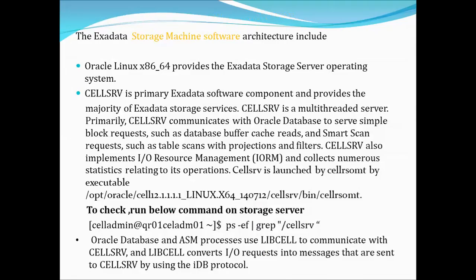So in the Exadata machine architecture, we have Linux here, and CELLSRV is the primary Exadata software component and provides the primary Exadata services. CELLSRV is a multi-threaded server. Primarily, CELLSRV communicates with Oracle Database to serve multiple block requests such as data buffer cache and smart scan. CELLSRV also implements I/O resource management and collects numerous statistics related to its components. CELLSRV is launched by Restart Server, so we can check CELLSRV using the ps -ef command.